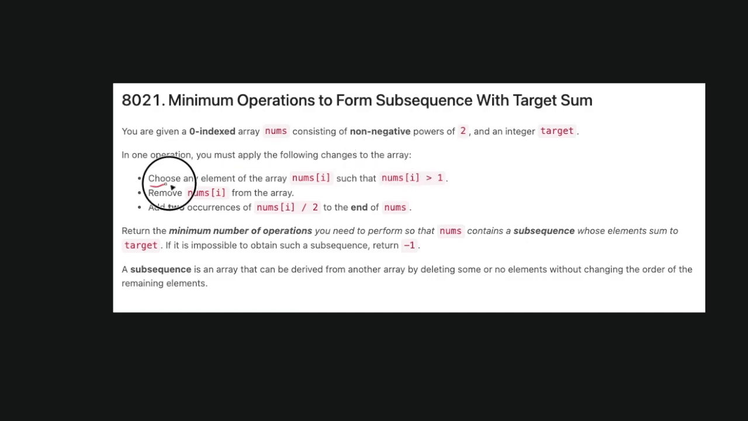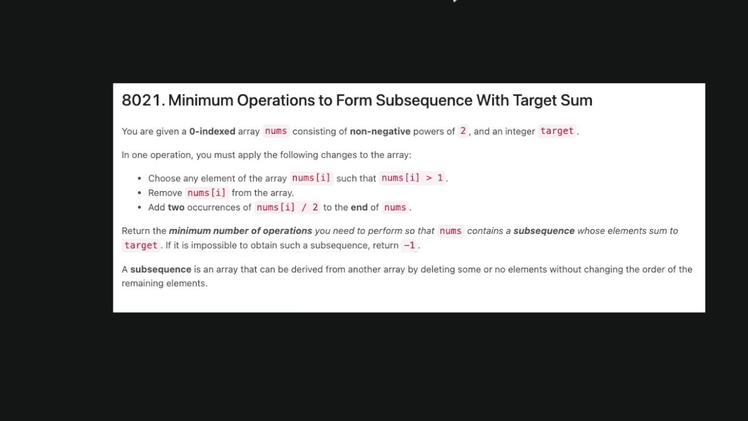You choose any element of the array nums such that nums[i] is greater than 1 and remove this nums[i] from the array, and then add two nums[i] divided by 2 at the end of nums. We want to return the minimum number of operations that we need so that nums will contain a subsequence whose elements sum to the target. And if it is impossible to obtain such a subsequence, then just return -1.